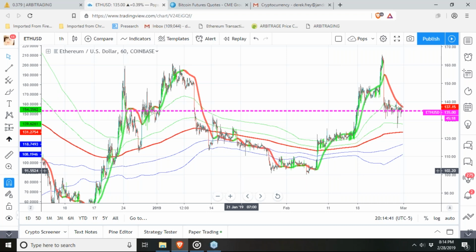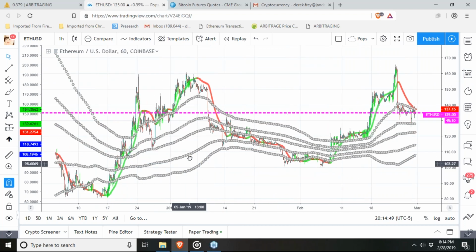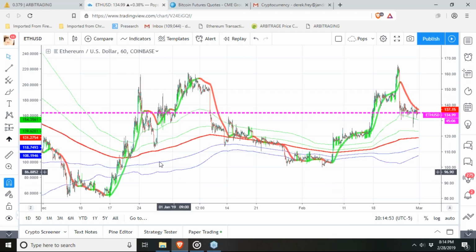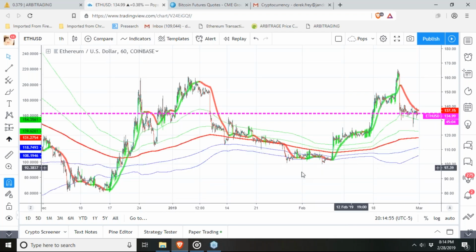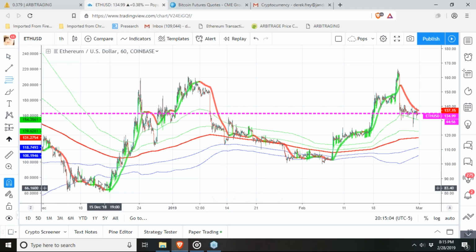What I'm going to walk through here is I'm pulling up Ethereum US on a 60-minute basis, and I'm going to go through it the way I would look at it, regardless of all the other stuff that's on here. I'm going to use the old-fashioned Fibonacci Retracement tool, which is what I'm used to.